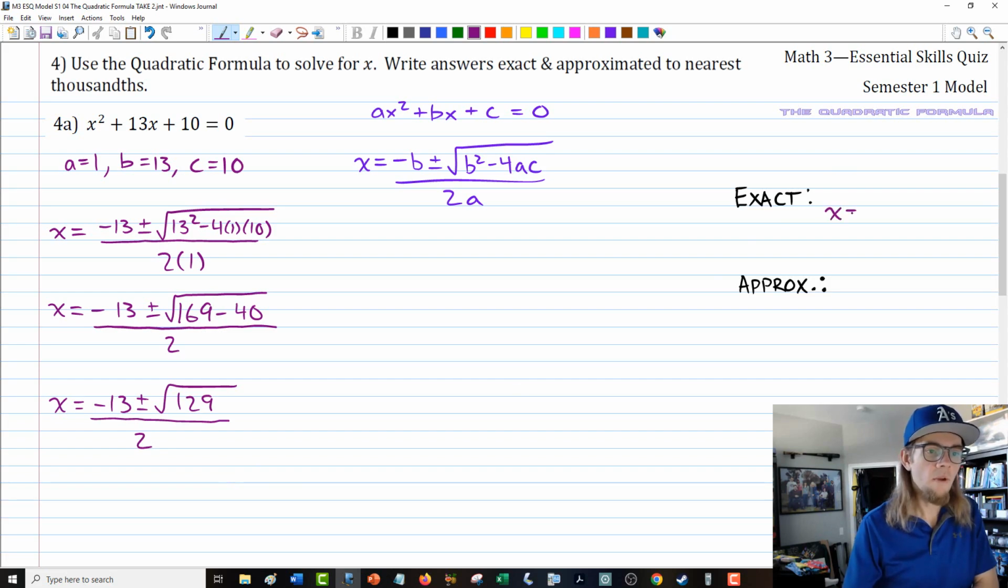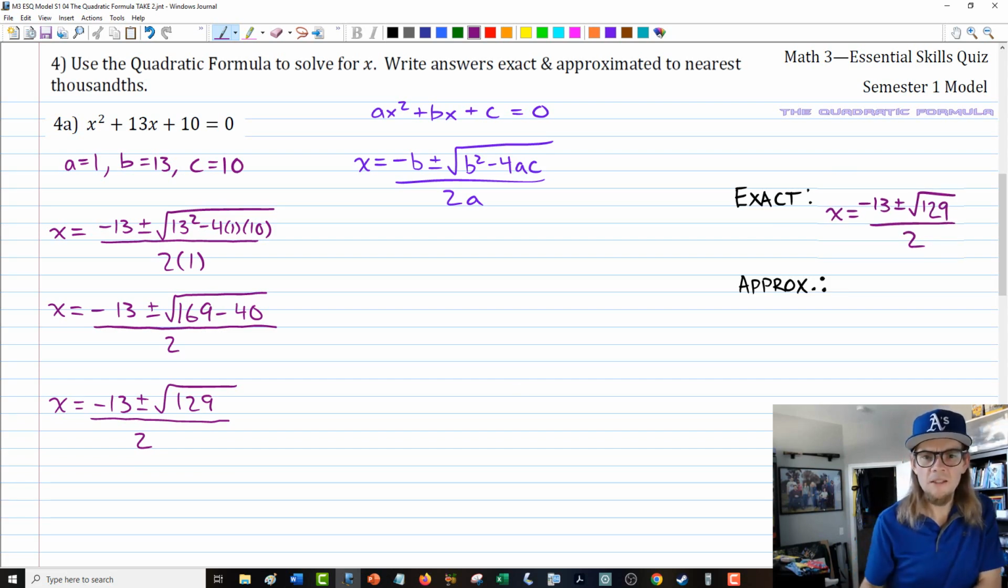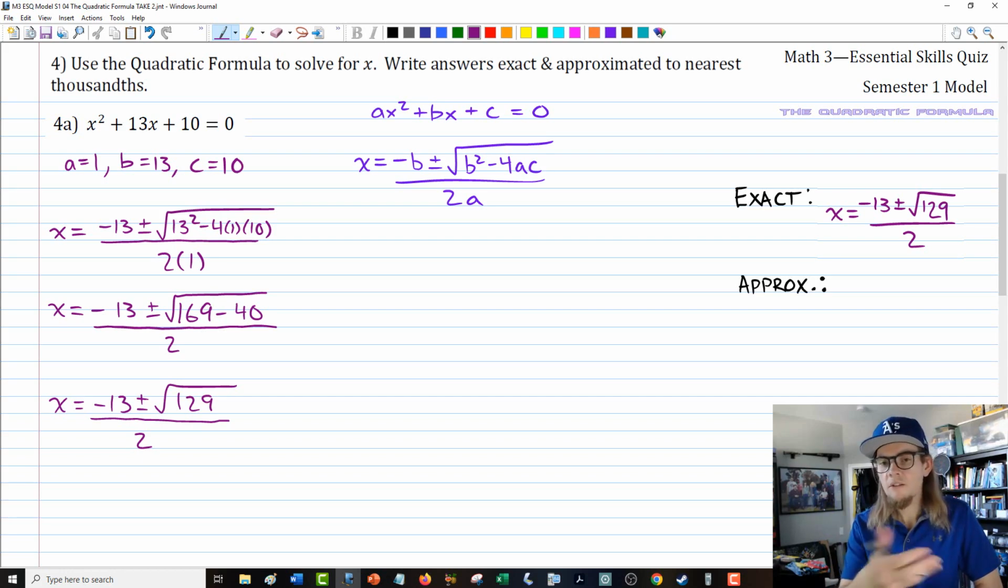In fact, I'm going to write it over here just to get that out of the way for us. Try to write it as neatly as possible. As I said, keeping things straight up here can be kind of tough. So there is our exact pair of answers. That is 2 answers. And while I might personally prefer to write that as 2 separate answers, for the situation of the essential skills quiz where time is at a premium, totally fine with writing it that way.